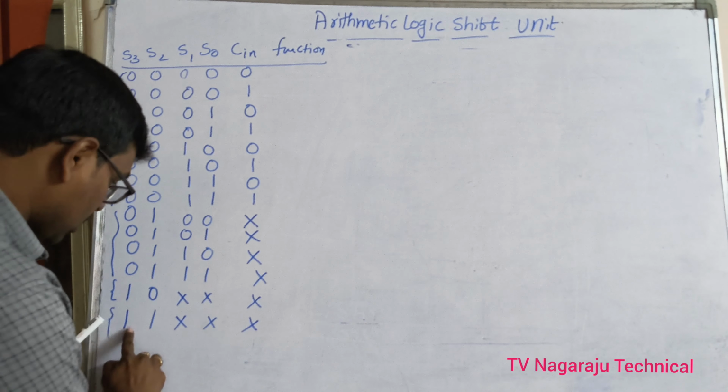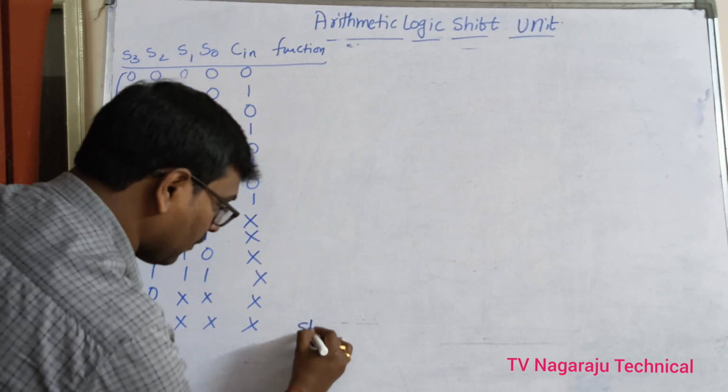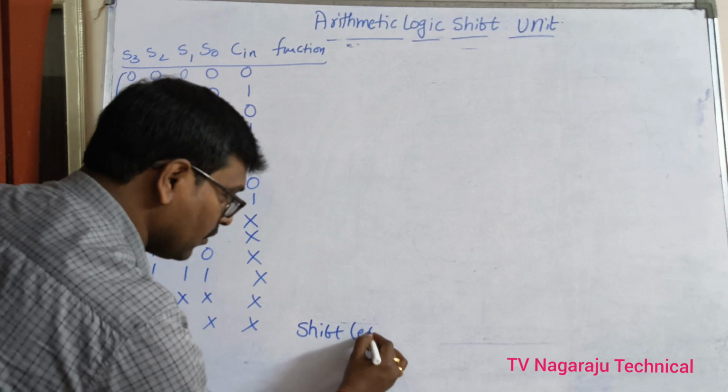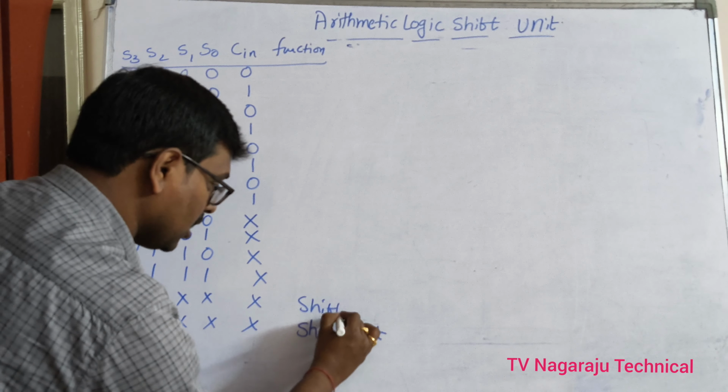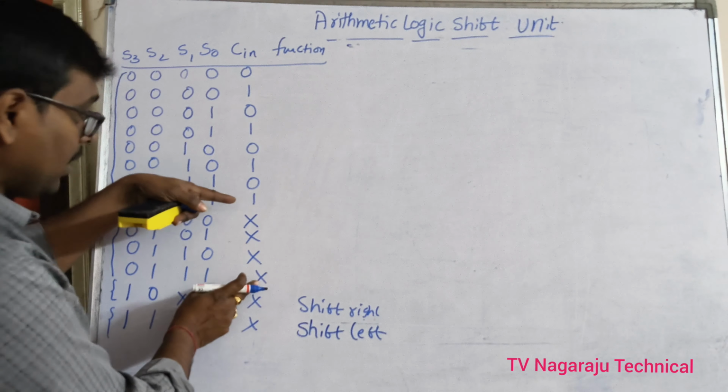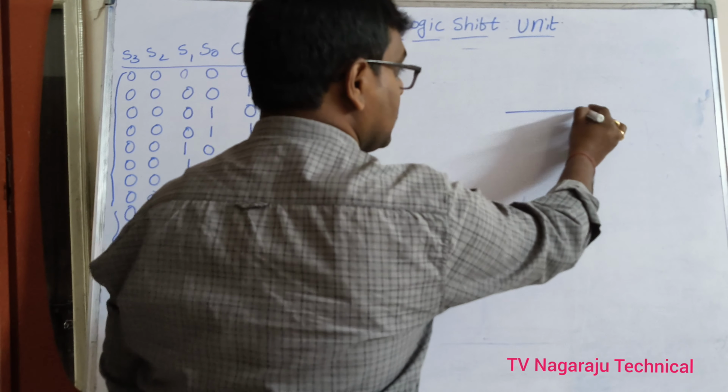So, what is the function of this one? This is simply shift left. No need to write anything. This is the shift left operation, and this one is the shift right operation. Now, coming to the logic circuit, we know the logic diagram.